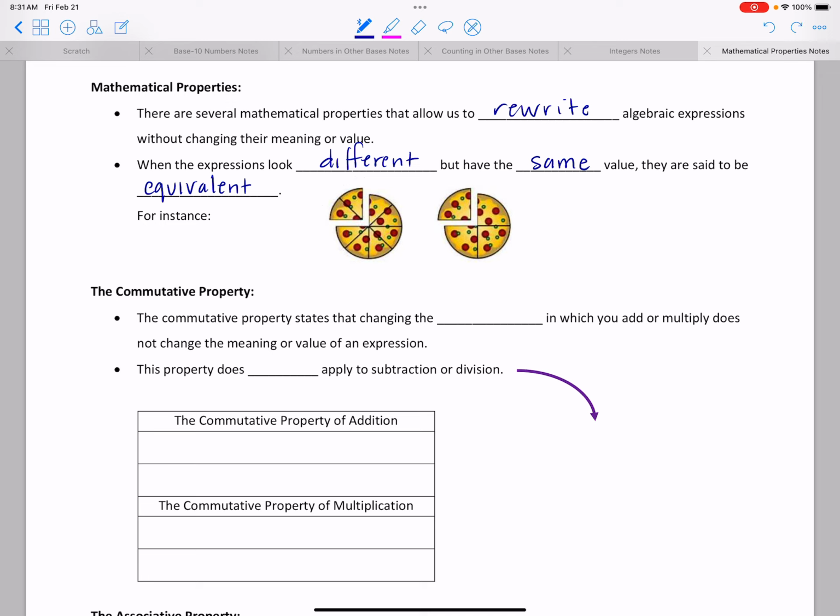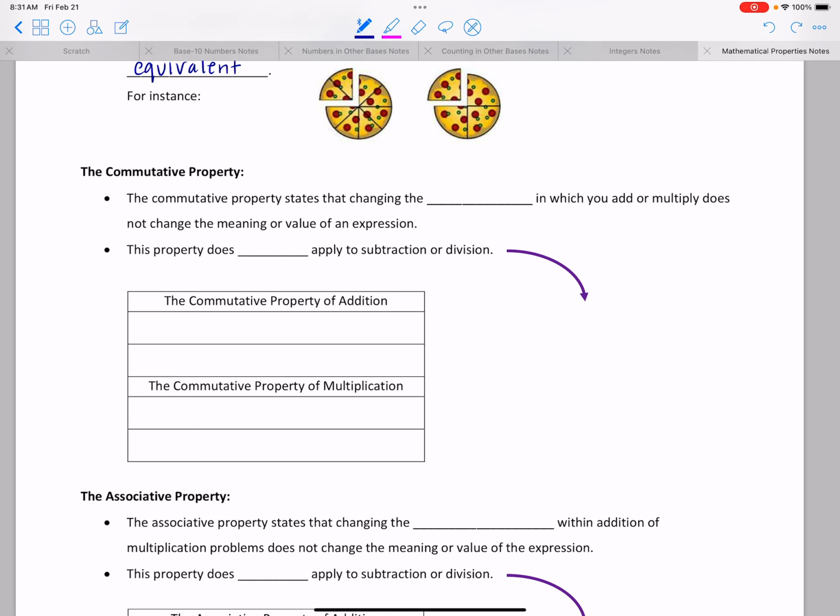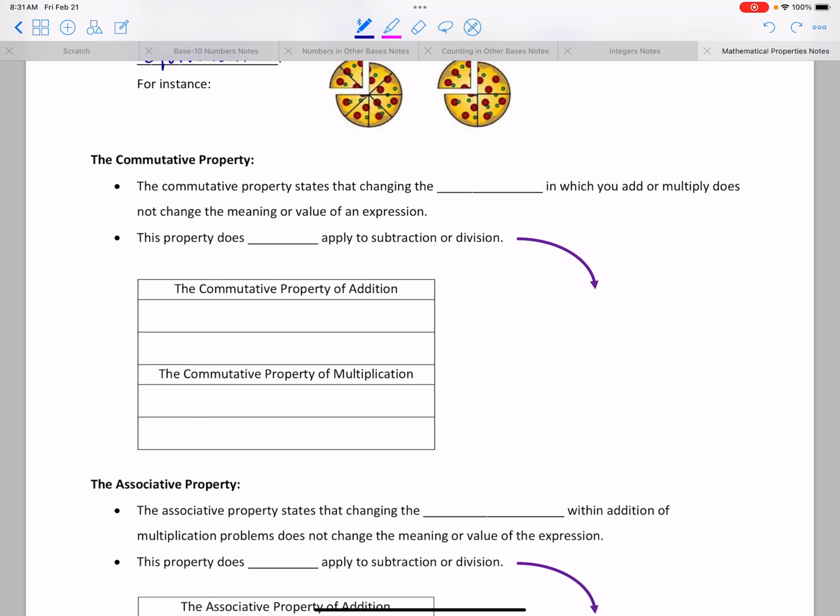Okay, so that's kind of the goal, and we'll definitely talk more about fractions later, but let's talk about the properties that we want to be familiar with. So the commutative property states that changing the order in which we either add or multiply will not change the meaning or the value of an expression. So we have a commutative property for addition and multiplication.